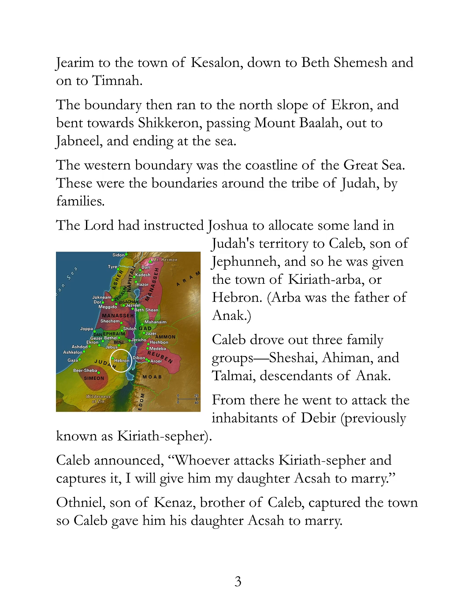The Lord had instructed Joshua to allocate some land in Judah's territory to Caleb, son of Jephunneh, and so he was given the town of Kiriath Arba, or Hebron. Arba was the father of Anak. Caleb drove out three family groups, Sheshai, Ahiman, and Talmai, descendants of Anak. From there he went to attack the inhabitants of Debir, previously known as Kiriath Sepher. Caleb announced, "Whoever attacks Kiriath Sepher and captures it, I will give him my daughter Aksah to marry." Othniel, son of Kenaz, brother of Caleb, captured the town, so Caleb gave him his daughter Aksah to marry.